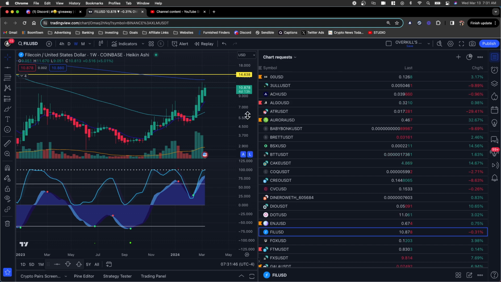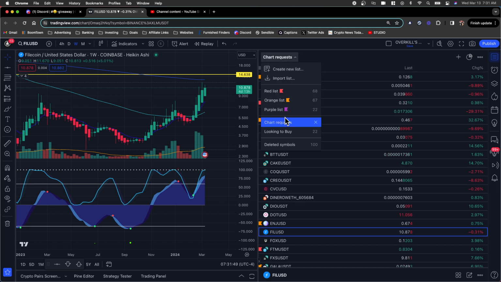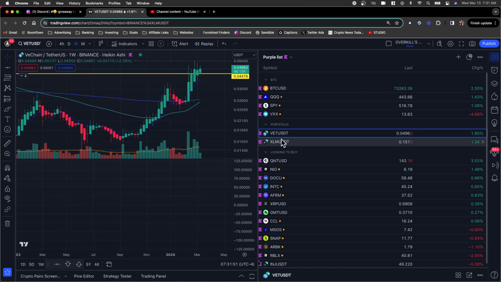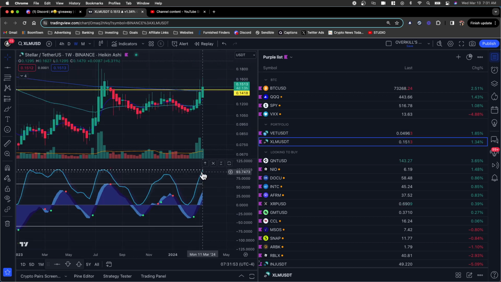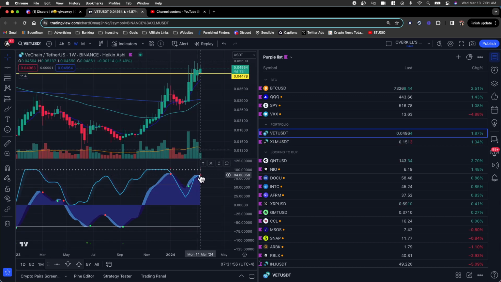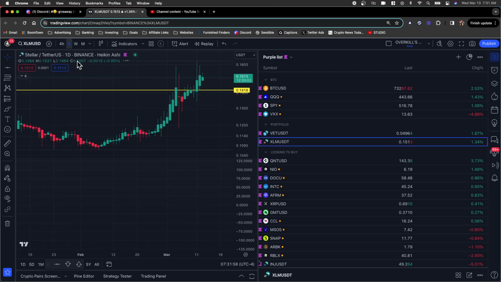Okay, I sold a lot of my positions. What am I holding left? We're leaving off here at Filecoin. I still have VET and XLM. Okay, and you can see they're getting up in that territory as well. They're getting pretty close to where I want to take profits.